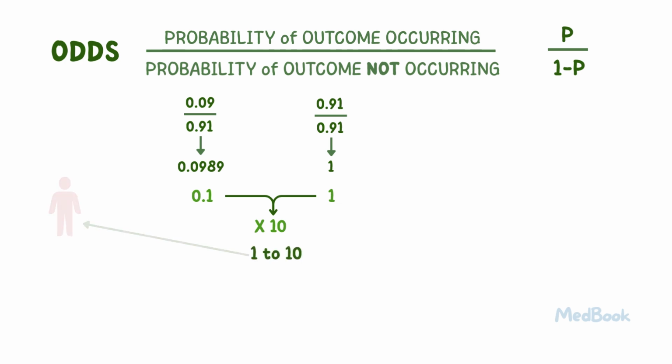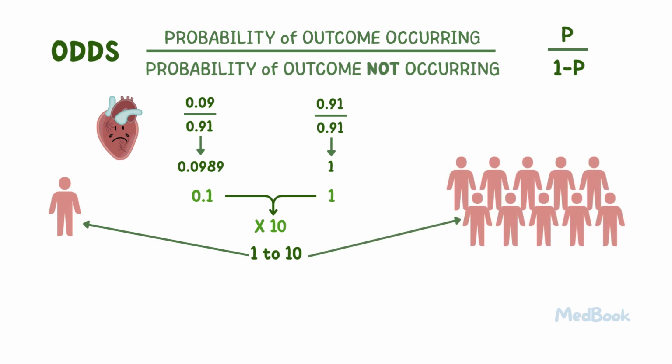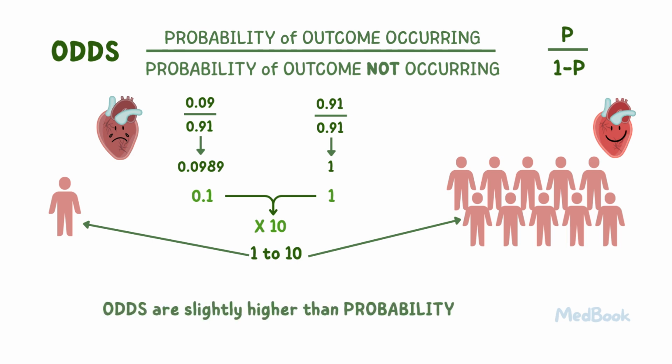In other words, in 1 year, for every one person with hypertension who has a heart attack, there are 10 people with hypertension who do not have a heart attack. In fact, the odds will always be slightly higher than the probability of an event, but the odds and the probability end up being very similar when an outcome is rare, specifically when it's found in less than 10% of the population. In this population, the probability of heart attacks is only 0.09, so it is fairly similar to the odds, 0.1.